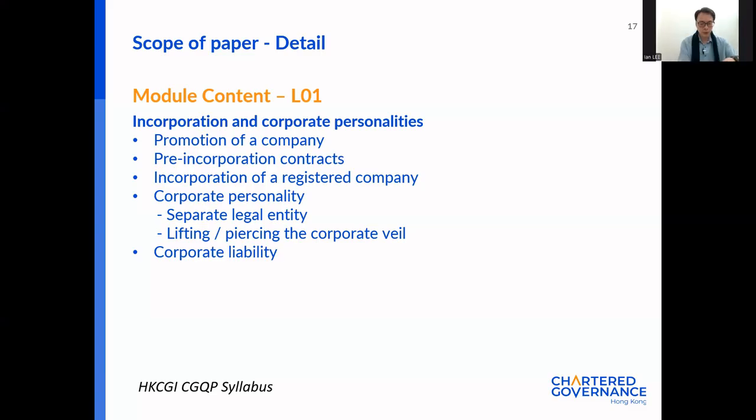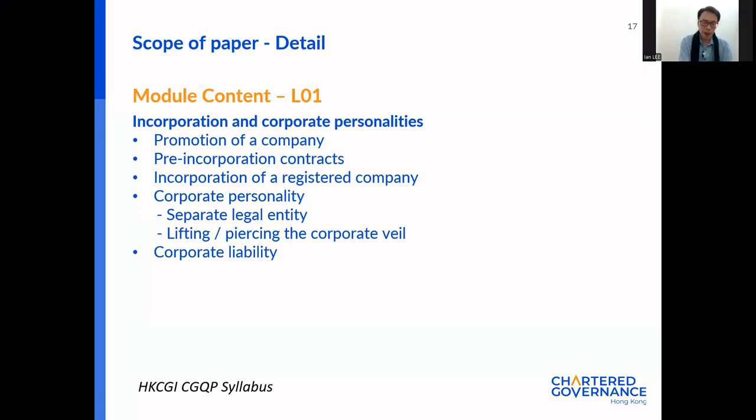So promotion, what does that mean really? Well, it's basically saying that you are the one, I would guess, trying to start up your company. So with promotion, it would be trying to find investors. That's one example of promotion. Another one, of course, is you're the one who is actually filling in the forms and submitting them to the authorities, for example, the CR. So that would also be part of promotion. So all the people involved in the setting up of a company will be a promoter of a company.